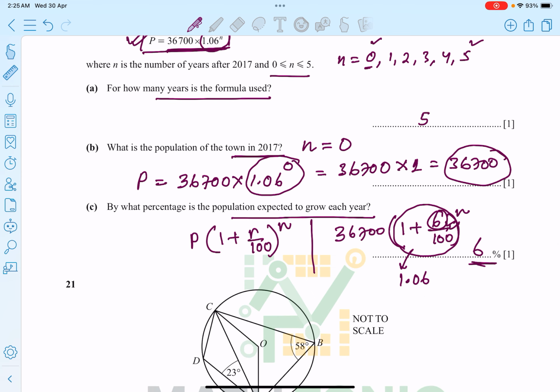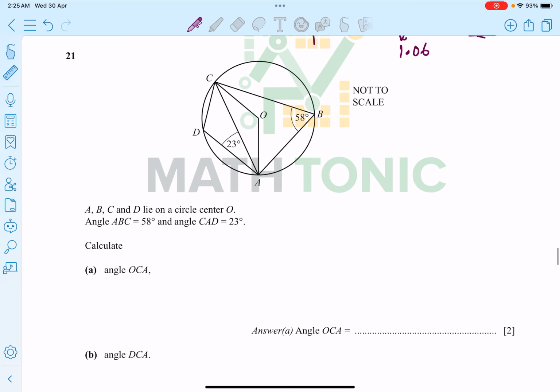Got it, everyone? Yes. Question number 21 is about circle theorem. This question says that A, B, C, D lie on a circle with center O. Angle ABC is given as 58 and angle CAD is given as 23. Calculate the angle OCA. If you see this question, this angle is given 58, right? OCA means I need to find out this angle. Can you see this? OCA.